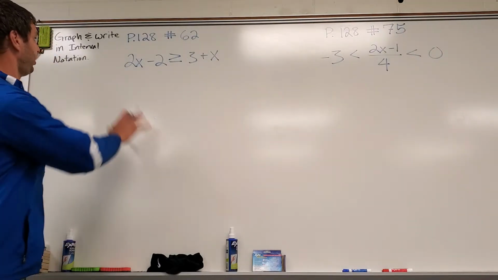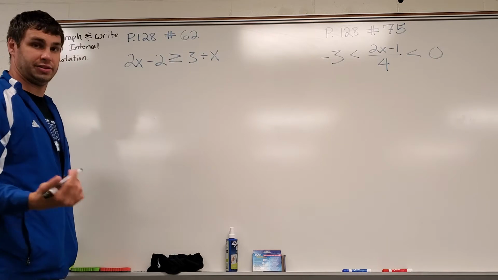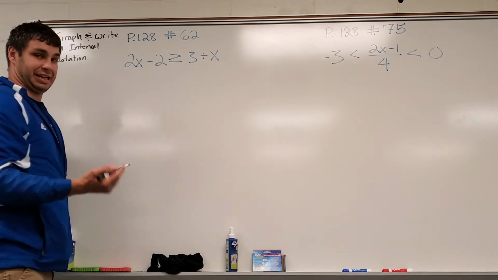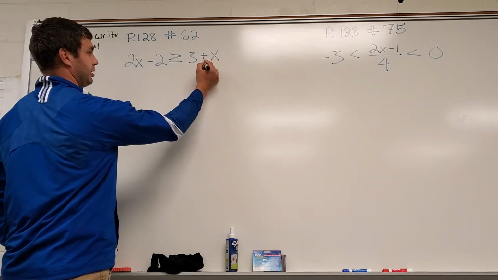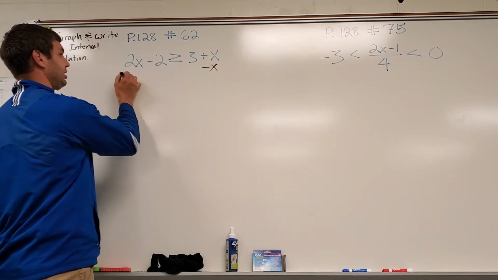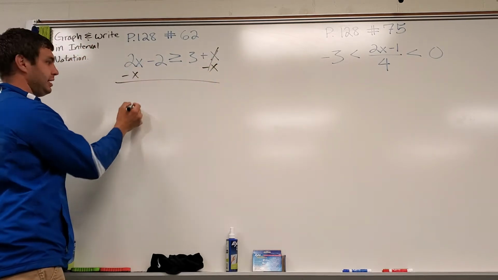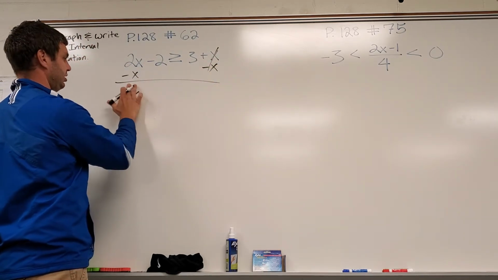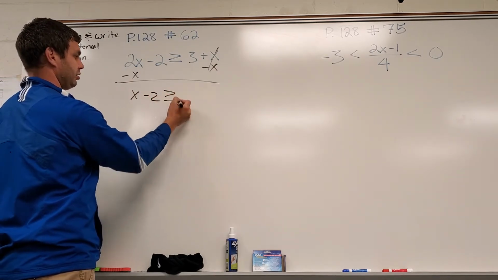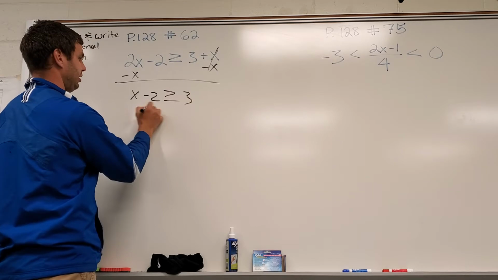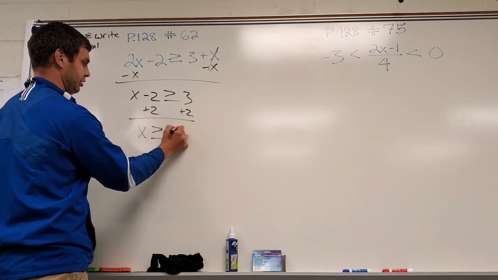These two problems want us to graph and write interval notation. So with these inequalities, what we need to do is, first one, just get the x by itself like we would in a normal equation. To do that, I'm going to take my smaller variable, which is just x, subtract it from both sides, those cancel. 2x minus x is 1x, or just x if you prefer, which I do. Minus 2 is greater than or equal to 3. Add 2 over, and then x is greater than or equal to 5.